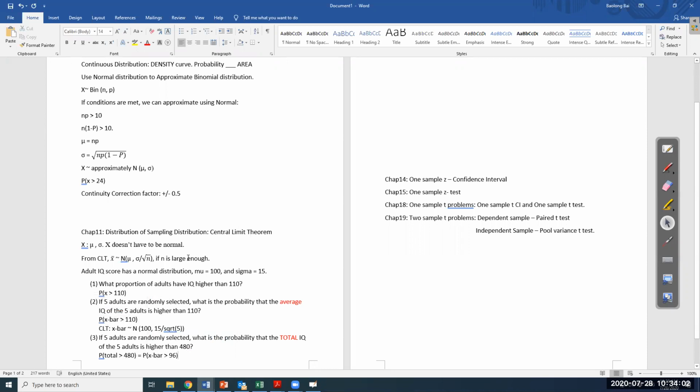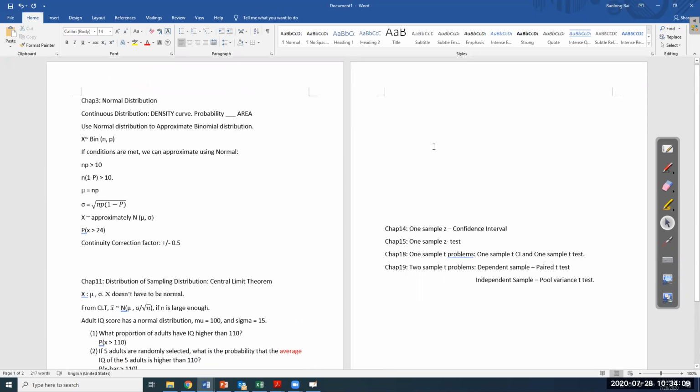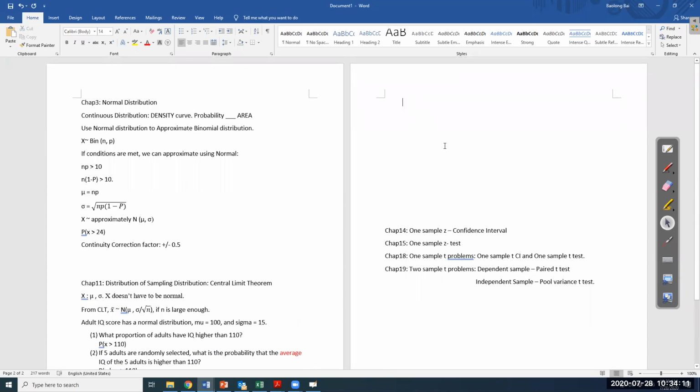So that's about it in chapter 11, central limit theorem, the distribution of sampling distribution, right? So after that, we're ready for inferences. So we learned all the theories we need. We can describe the data as we wanted, using graphics or calculating some measures like mean, standard deviation, correlation, regression, right? But now we're gonna study inferences. So how are we gonna make conclusions about the population?